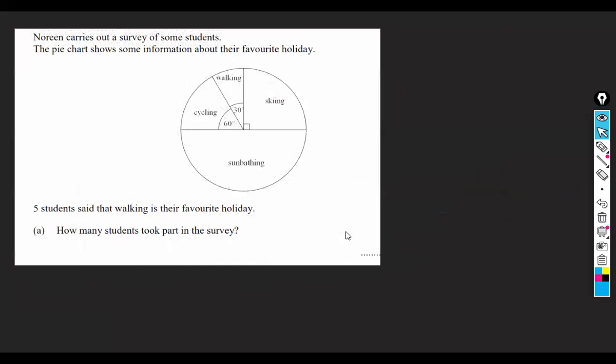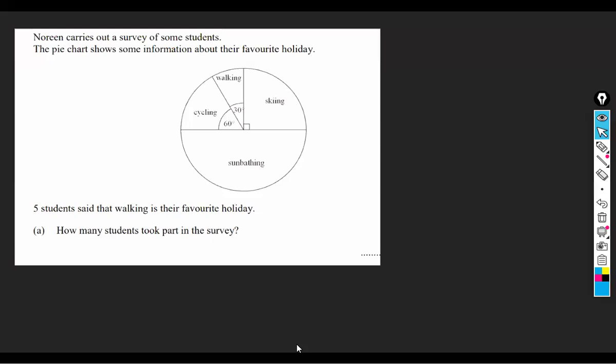All right, so try this one. Good luck with this one. You can use a calculator in CSEC. Good luck with this one, guys.